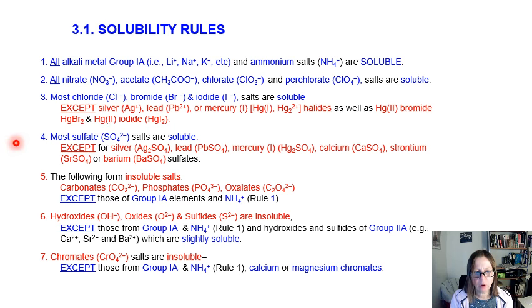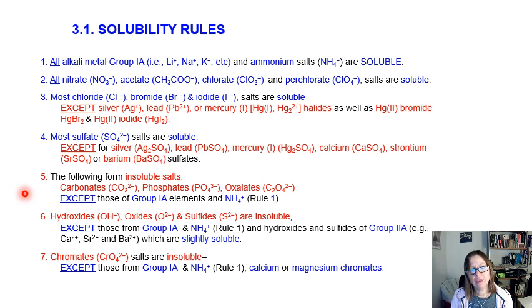Rule number 4, most sulfates are soluble except for silver sulfate, lead sulfate, mercury 1 sulfate, calcium sulfate, strontium sulfate, or barium sulfate.